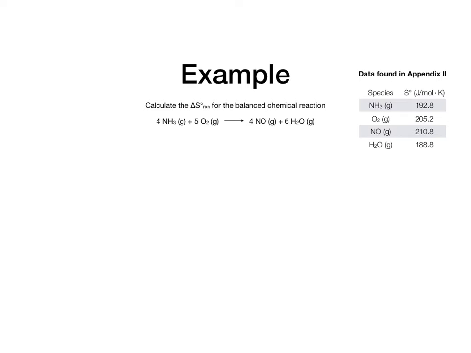And so in this example, it asks us to calculate delta S for the balanced chemical reaction that is ammonia plus oxygen forming nitrous oxide plus water. And it gives us a subset of the data that comes from the table in Appendix II in your textbook. And so we know from video number 3 that delta S of the reaction is going to be equal to the sum of the moles times the S of the products minus the sum of the moles times the entropy of the reactants.